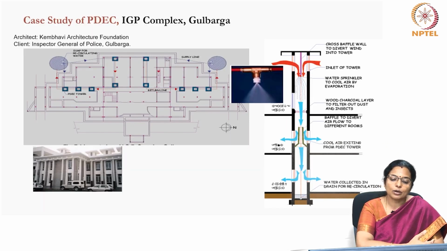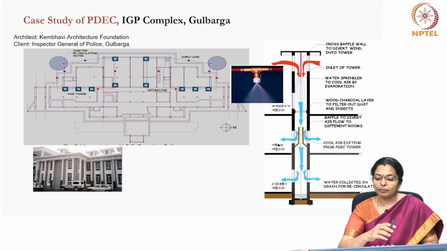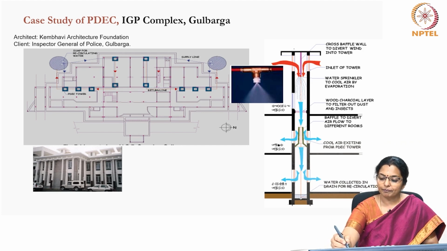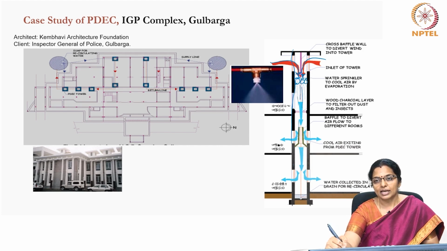We had seen passive downdraft evaporative cooling. If you remember, the PDEC functions by having a wind tower like this, and then warm air is sucked inside and it is made moist either with micronizers or with damp pots. And this moist air which comes down because it is heavier, and then through the baffle walls the cool air enters the room.